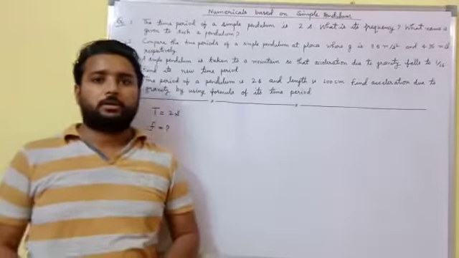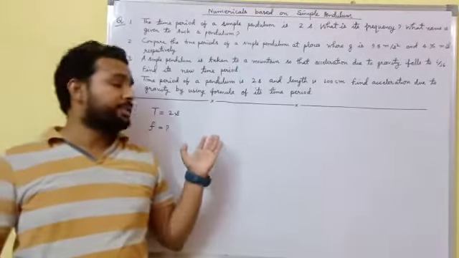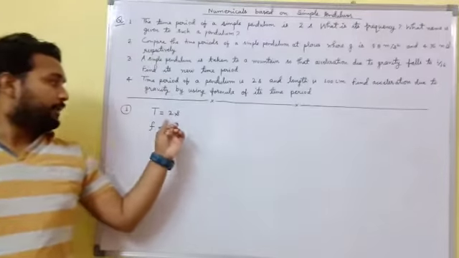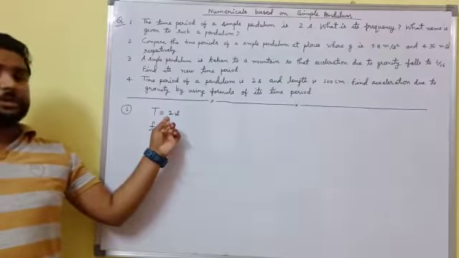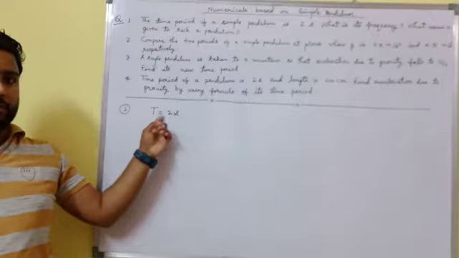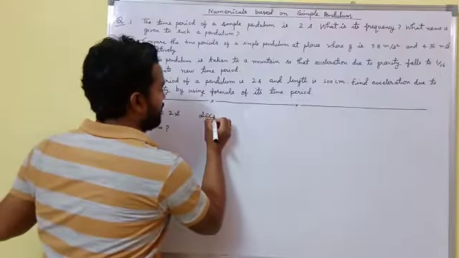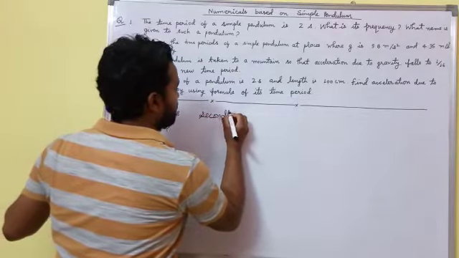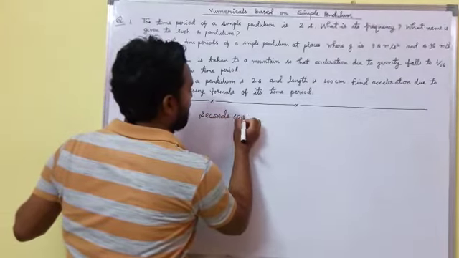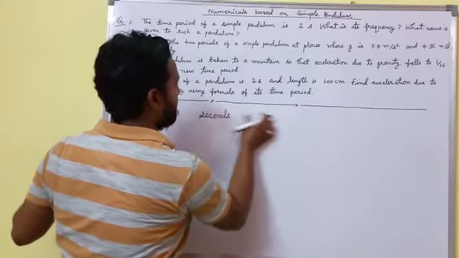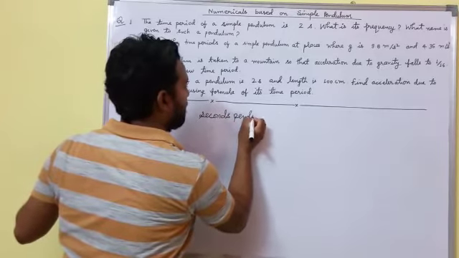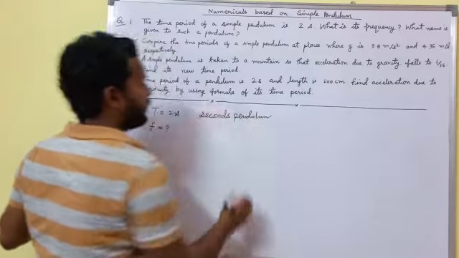Students, I have already discussed the second pendulum. A pendulum which has time period 2 seconds is said to be a second pendulum.